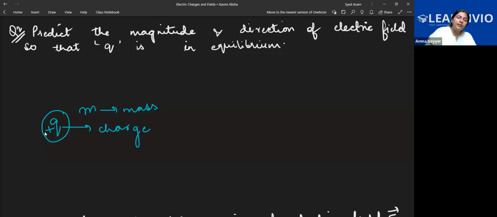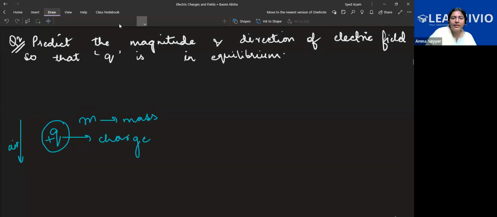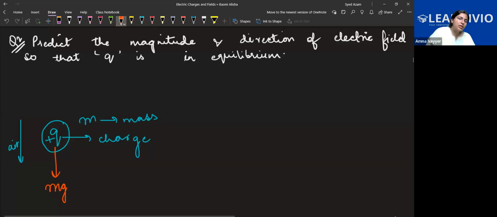See, this charge was present and this was falling in air. So what happens here when this charge is falling? Downwards you have mg acting on this charge. It's a positive charge, so if we have to make this in equilibrium and not let it fall down, we should apply a force in which direction?